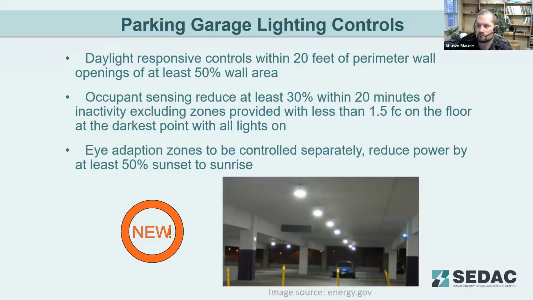So they also do have this minimum threshold of at least 1.5 foot candles on the floor at the darkest point. So if you have very low light levels already, presumably fairly energy efficient, low energy, then you don't have to do the occupant sensing. So by designing low energy spaces, that's a good way to take care of that for you.